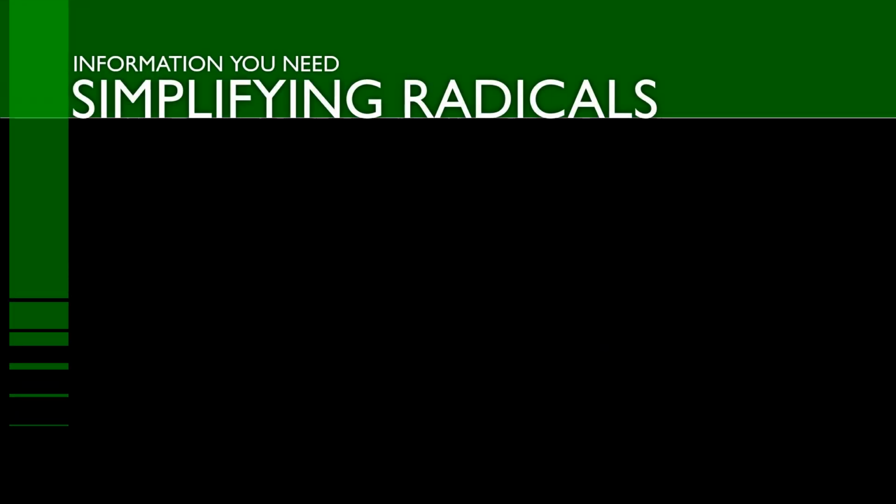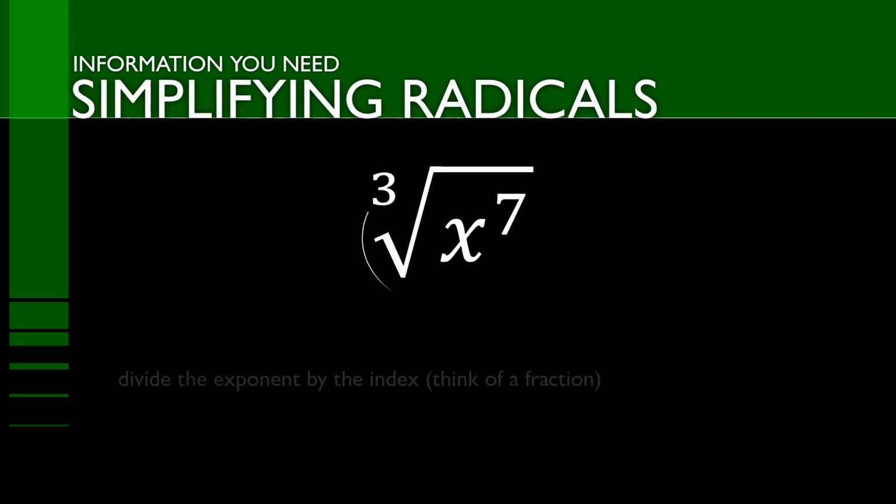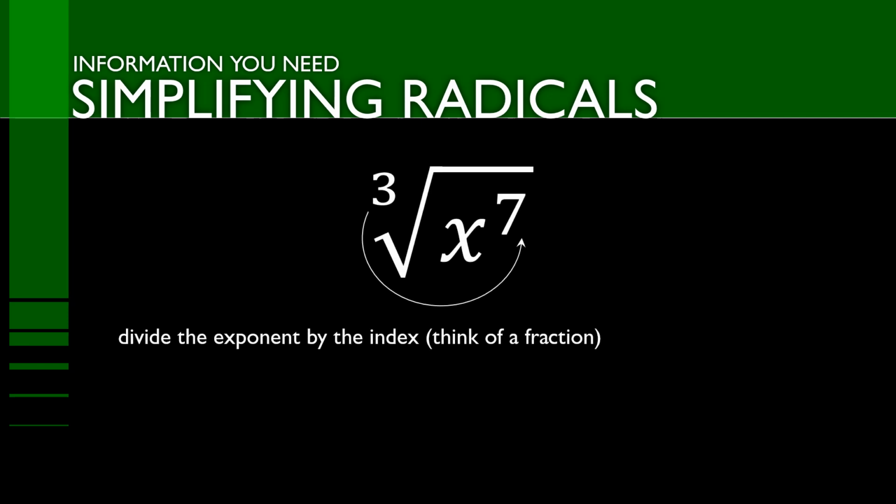Now, if we want to go in the opposite direction, all we're going to do is take whatever the index is and put it underneath the exponent. So in this example, we've got the cubed root of x to the 7th, so that is just going to become x to the 7/3. So again, divide the exponent by the index. Again, think of a fraction.